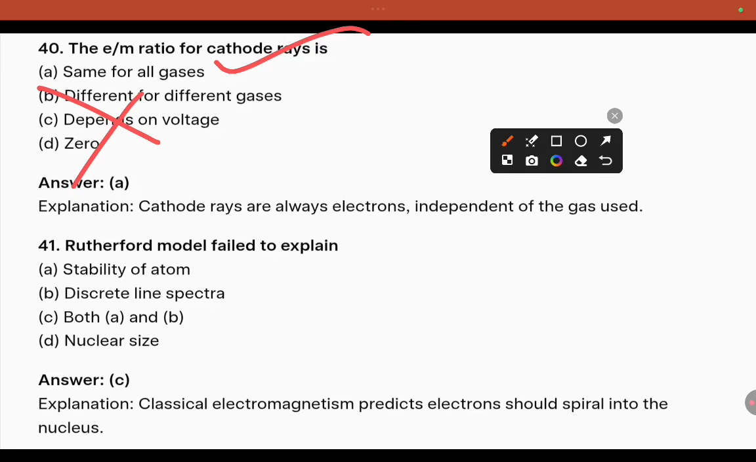The Rutherford model failed to explain what? It failed to explain the stability of the atom and discrete line spectra. It does explain nuclear size. Classical electromagnetism predicts electrons should spiral into the nucleus, instead of revolving around it.